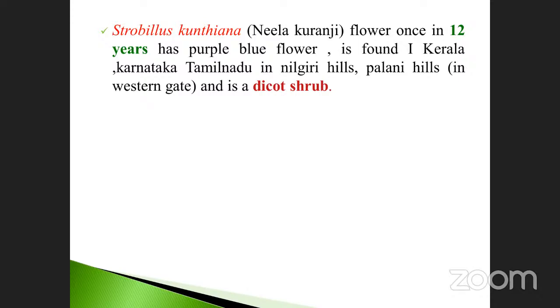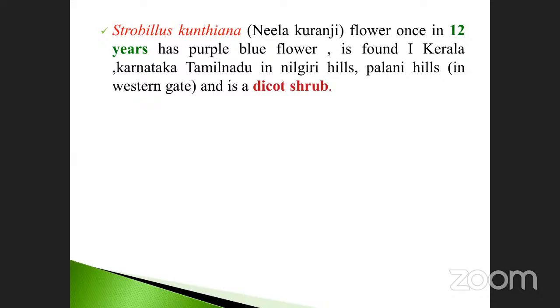It is a dicot shrub, and it produces blue-purple colored flowers, nothing but a lavender or violet color. The name is Strobilanthes kunthiana. Sometimes they may ask the botanical name of Neelakurinji, or how many years it takes to flower. It is 12 years. Just imagine, Neelakurinji flowers once in 12 years with purple-blue flowers.